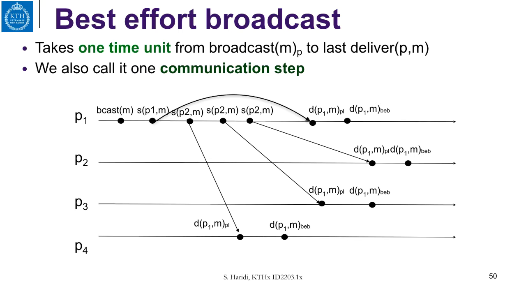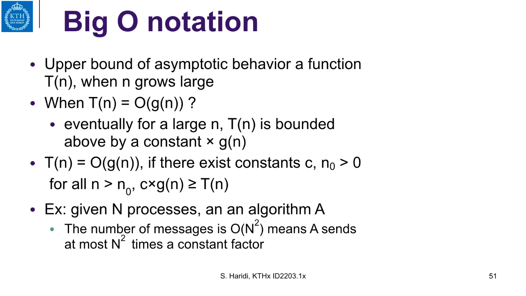I just want to remind you of some other concept, so that if you see it you will not be surprised. It is the concept of big O notation. So what is a big O notation? It is the upper bound of the asymptotic behavior of a function, T of n, when n grows large. So when we say that T of n is equal to the order of G of n, we say that eventually for a large n, T of n is bounded above by a constant times G of n.